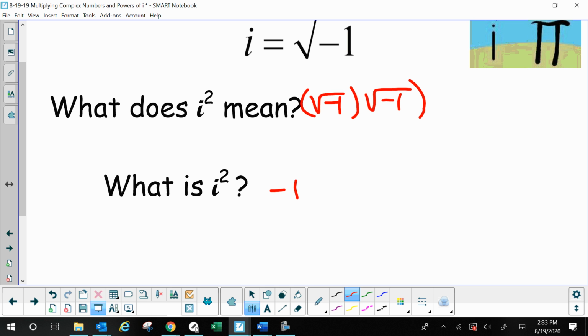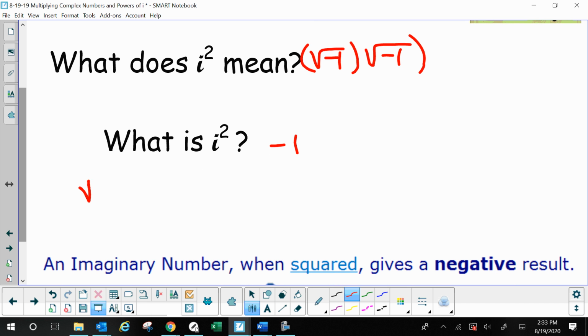So if you had the square root of 3 times the square root of 3, your answer is just 3. Same concept, except we're dealing with i. So i squared is going to be referred to as -1. So when you're multiplying and you encounter an i squared, you're going to replace that with a -1.